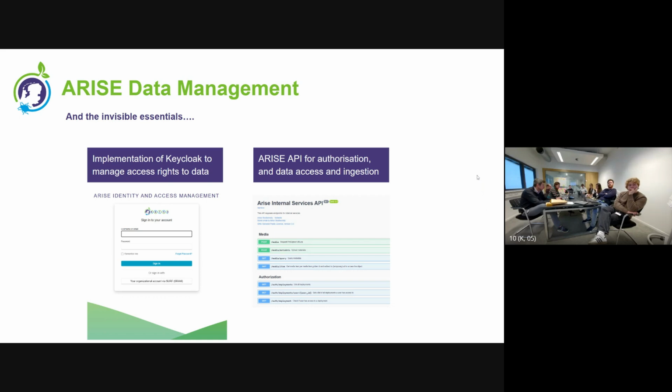And we also have an ARISE API. That's just an interface for systems to talk to each other, but very necessary for the building blocks for this data management system.